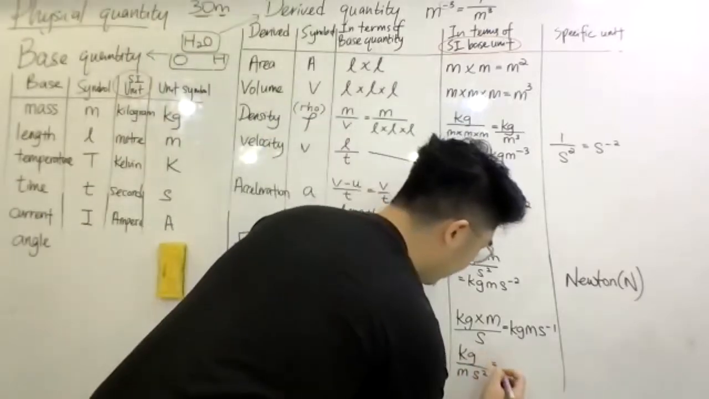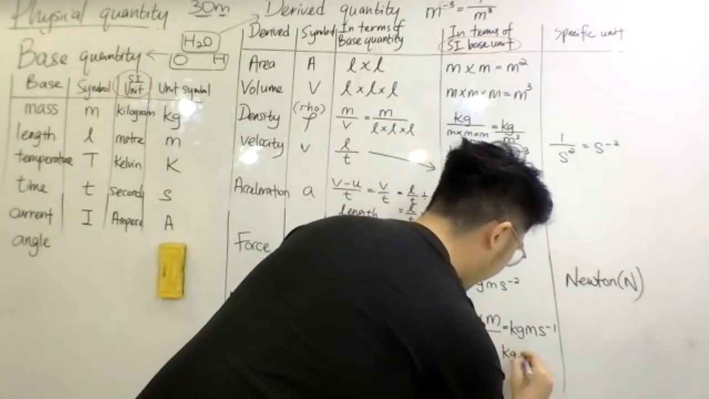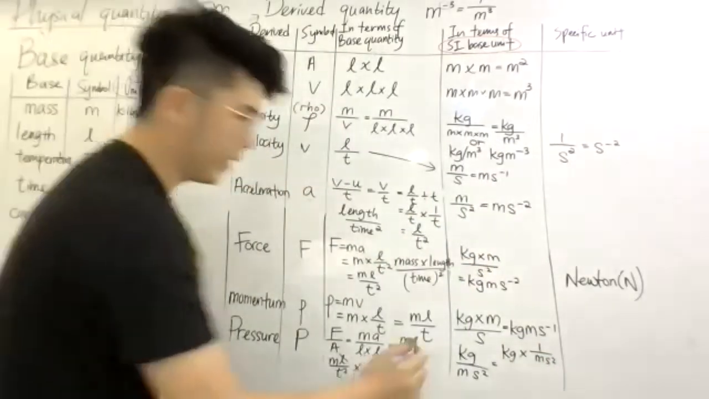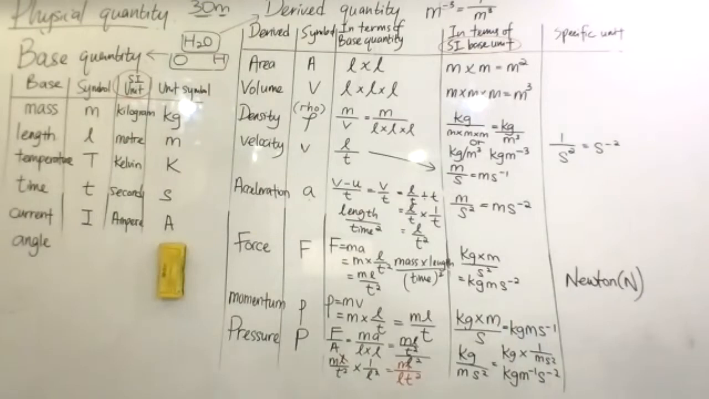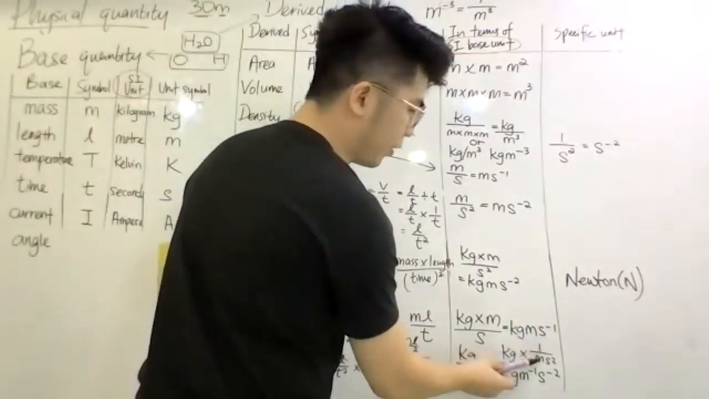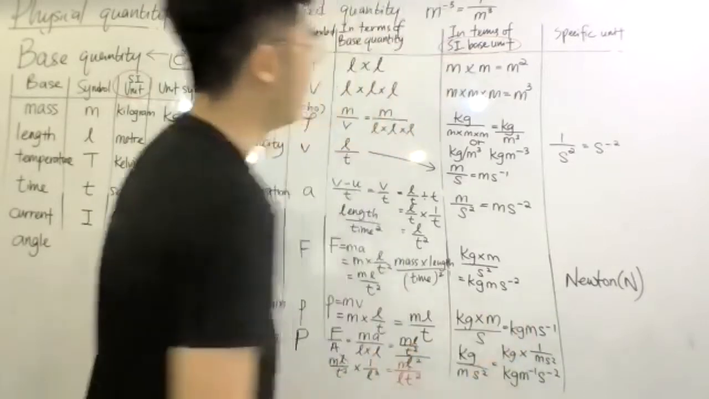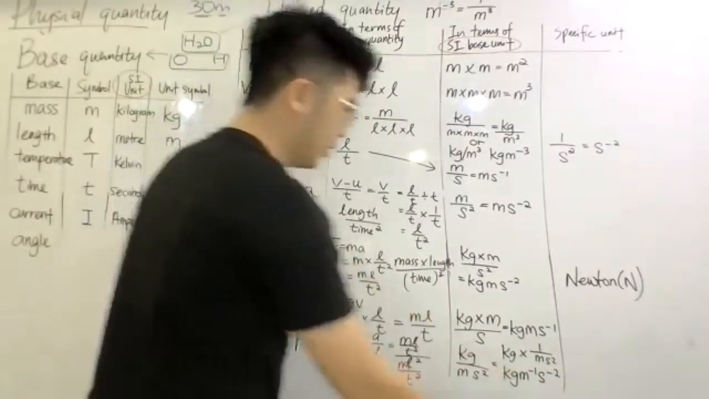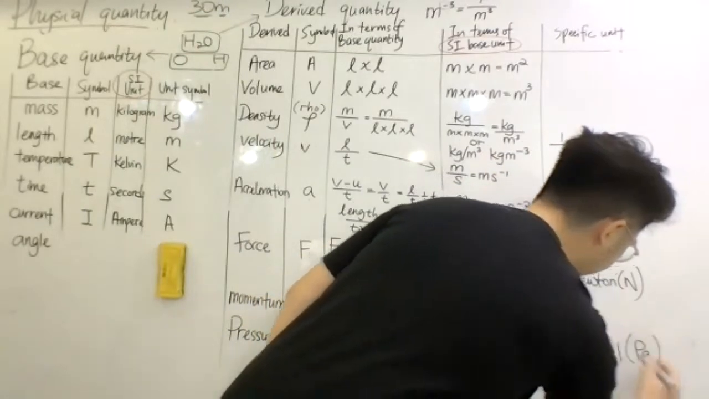This one I can write as kg times 1 over m s squared, right? So I can write it as kg m minus 1 s minus 2. Don't forget the 1 over is for the m and the s also. So 1 over m is m minus 1. 1 over s squared is s minus 2. All right, so this is the base unit for pressure, and the specific unit is Pascal, Pa.